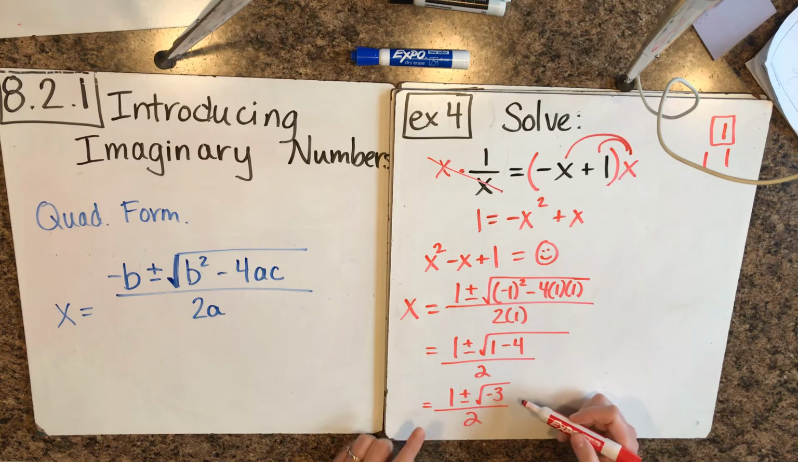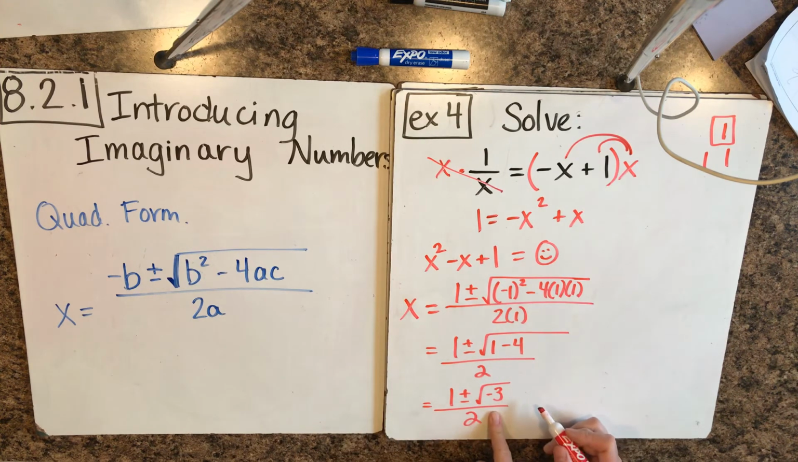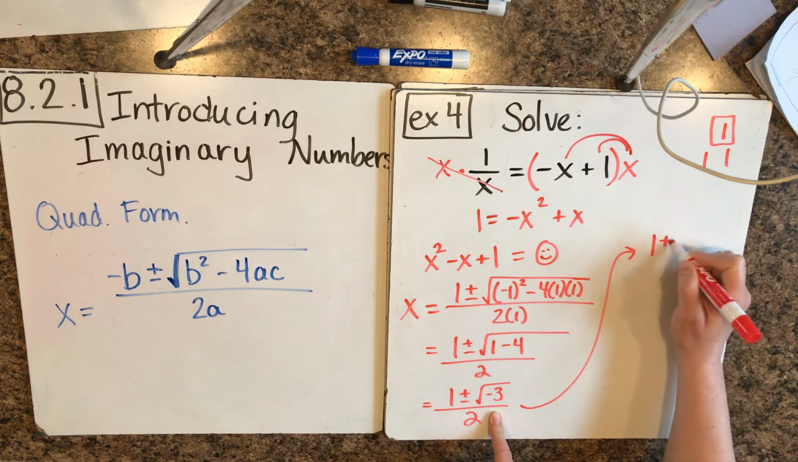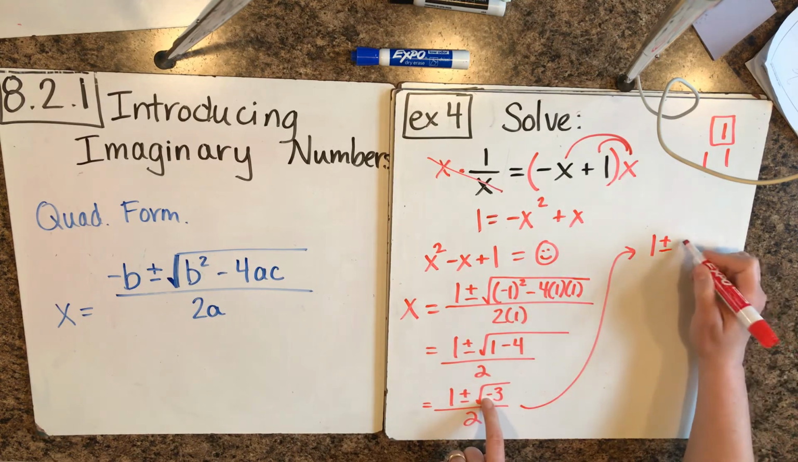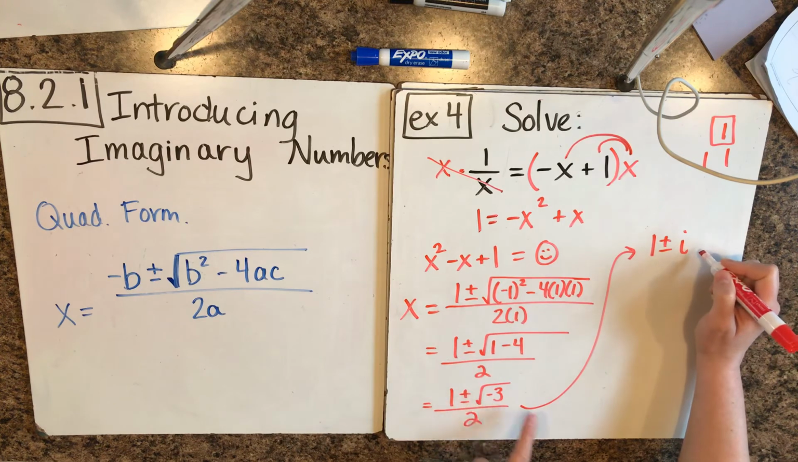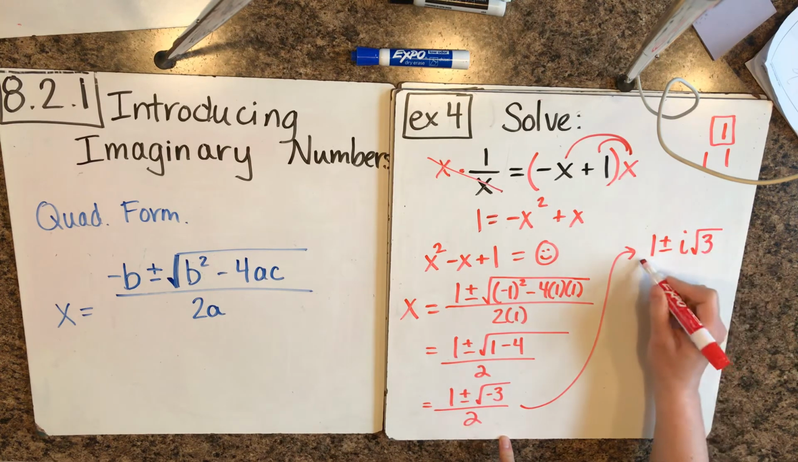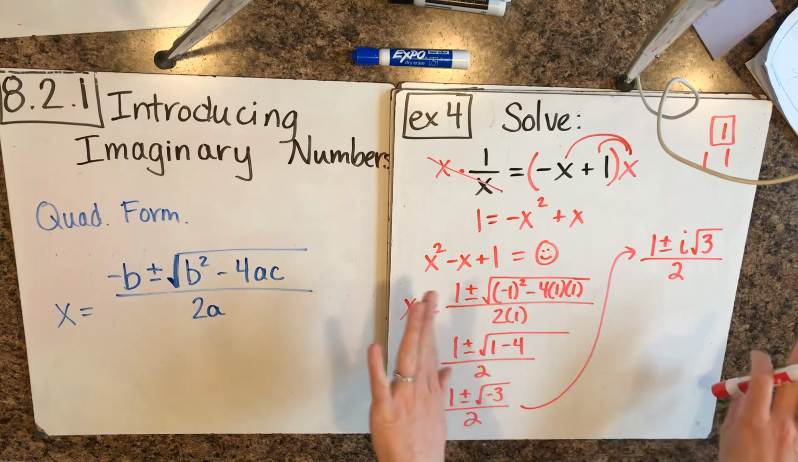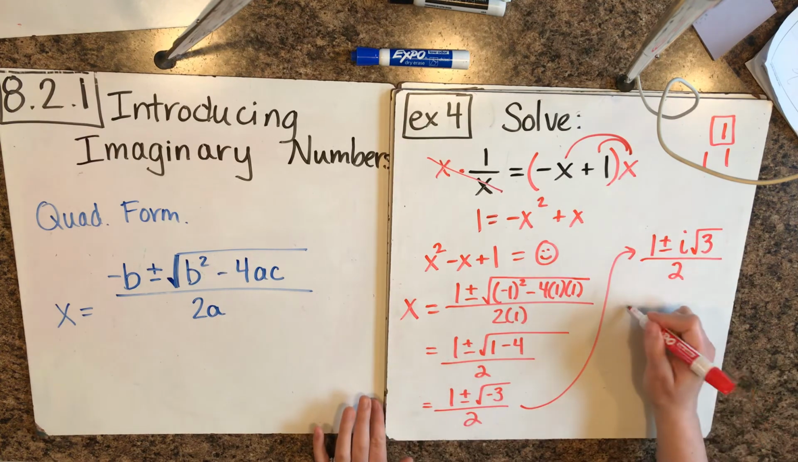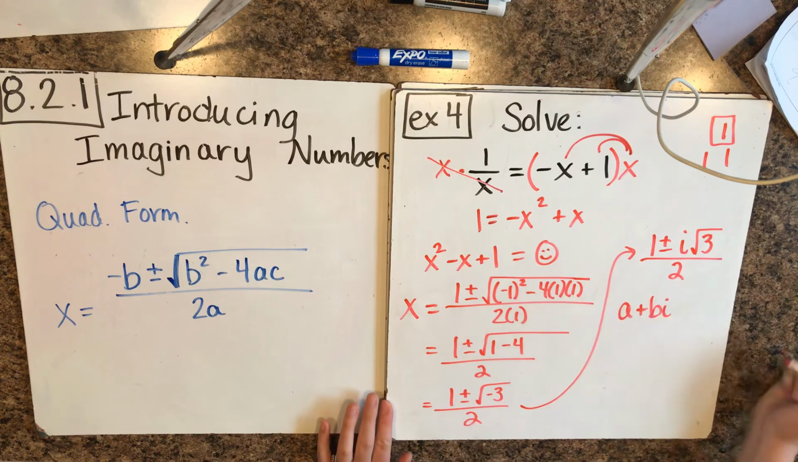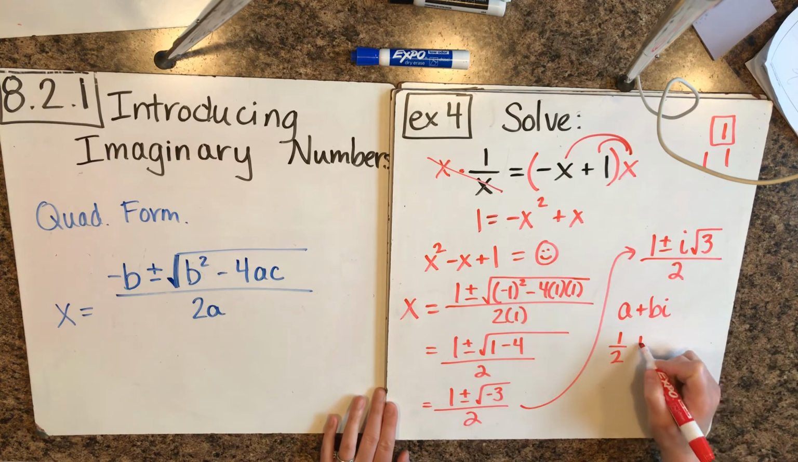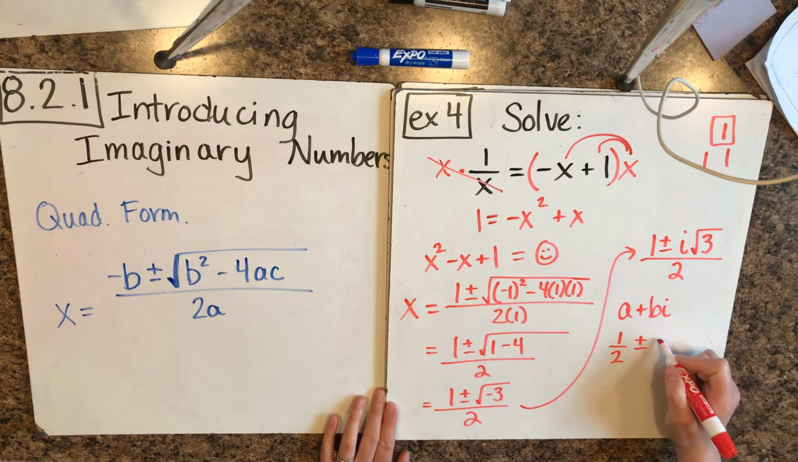Okay, now this one's a little different from the last ones because we don't know the square root of 3. But we're still going to simplify this. Okay, the negative still pops out to become imaginary. We don't know the square root of 3, so I'm just going to leave it the square root of 3. And again, I don't want to leave it like this. I want to separate it into 2 fractions. I always want my answers in a + bi form when I can. So I'm going to have 1/2 plus or minus i root 3 over 2.